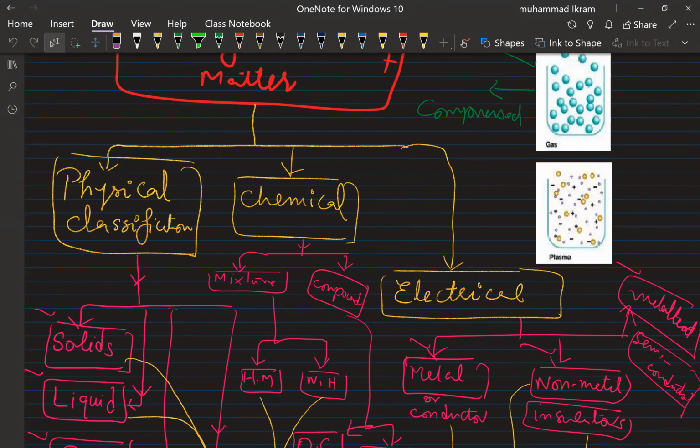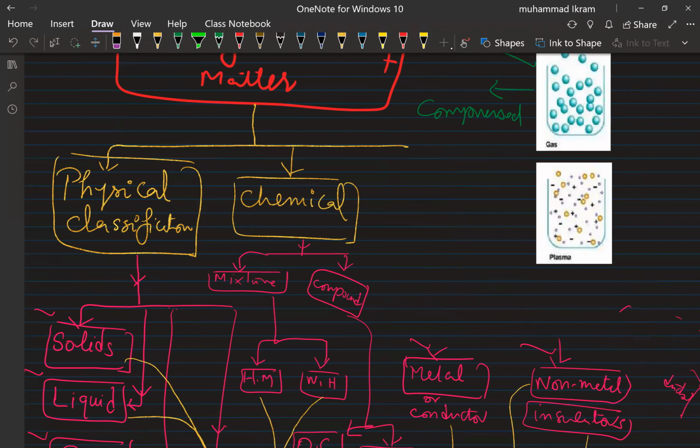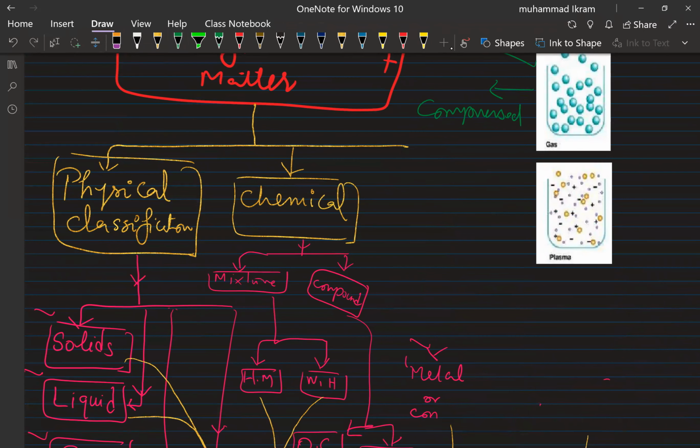The next one is plasma. Plasma is the fourth state of matter. Plasma consists of highly ionized gases.